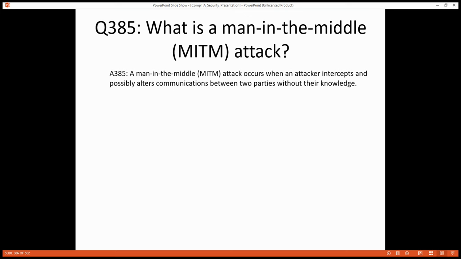Q385. What is a man-in-the-middle, MITM, attack? A385. A man-in-the-middle, MITM, attack occurs when an attacker intercepts and possibly alters communications between two parties without their knowledge.